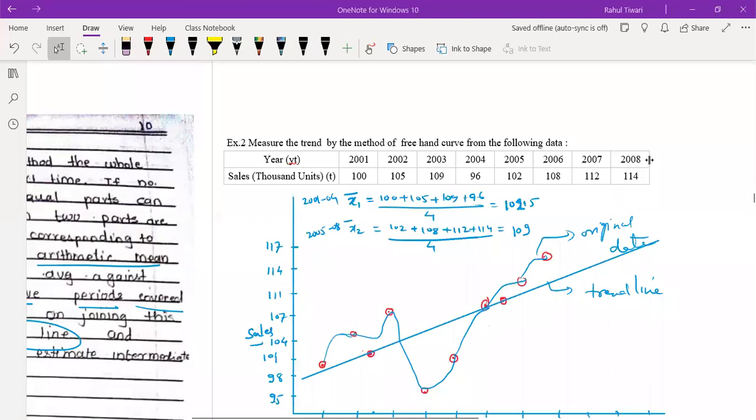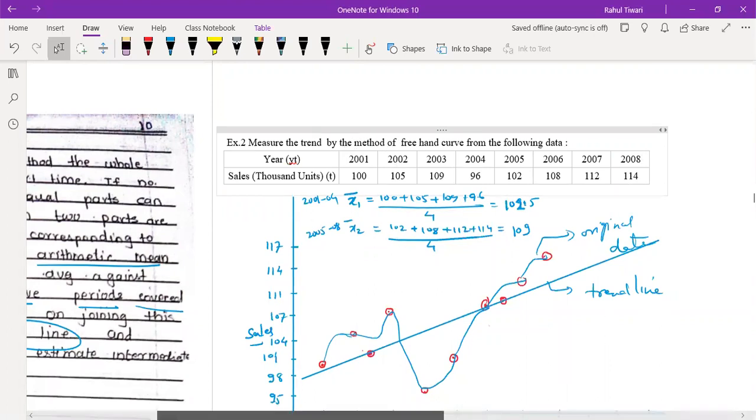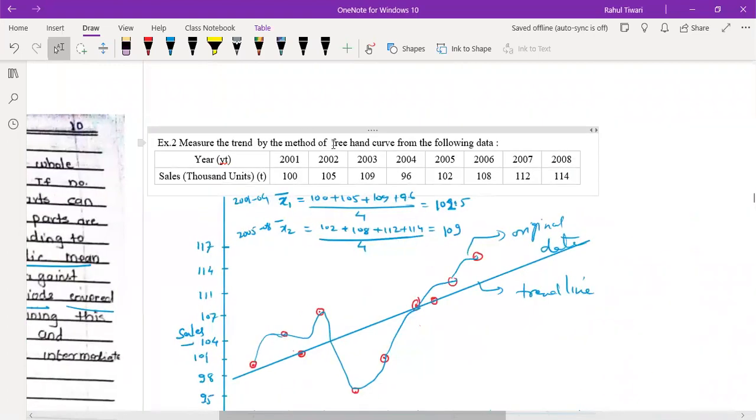Add the next example, example number 3. Take it as a practice. You insert one more column and write down 2009. And take their sales as 120. And now you try to draw it by the method of, I'll just change this method. This is the method of semi-average.